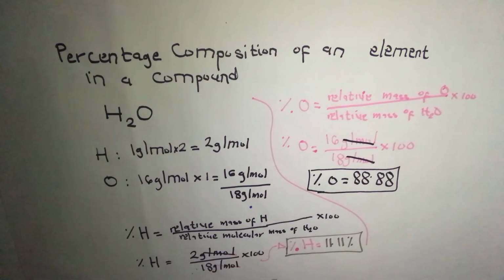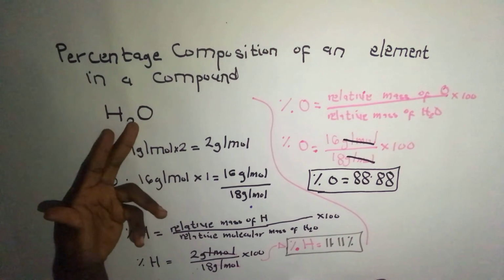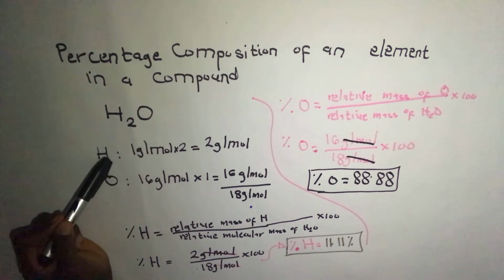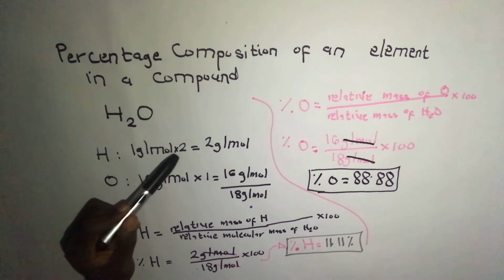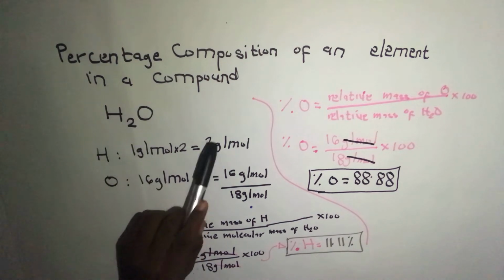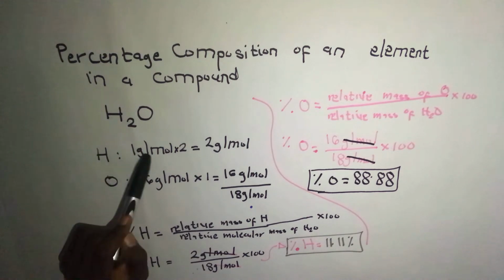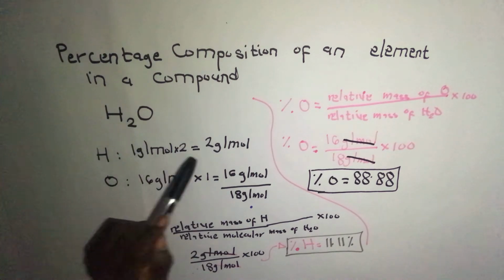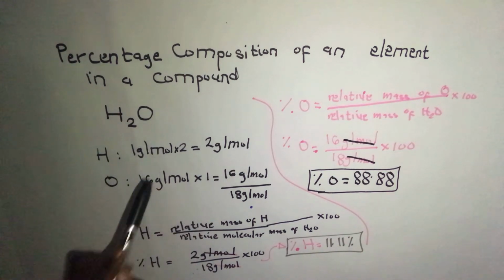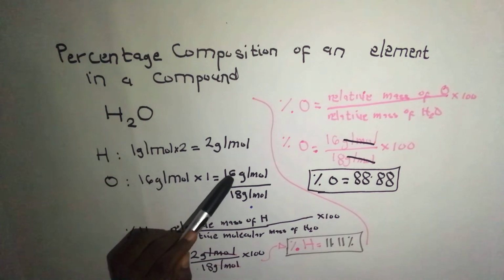Let us summarize everything. We want to determine the percentage of an element in this compound. The compound is the water molecule. The first thing we do is determine the relative atomic mass of each element. The relative atomic mass of hydrogen in the water molecule is 2 grams per mole, which came from the atomic mass of hydrogen, 1 gram per mole, times 2 atoms of hydrogen. For oxygen, we have 1 atom of oxygen. The atomic mass of oxygen is 16 grams per mole, times 1 is 16 grams per mole.